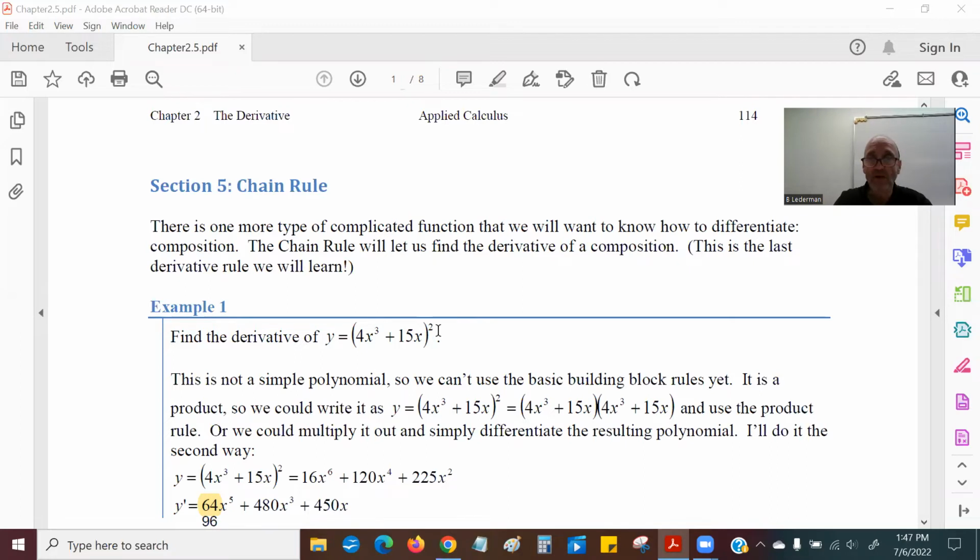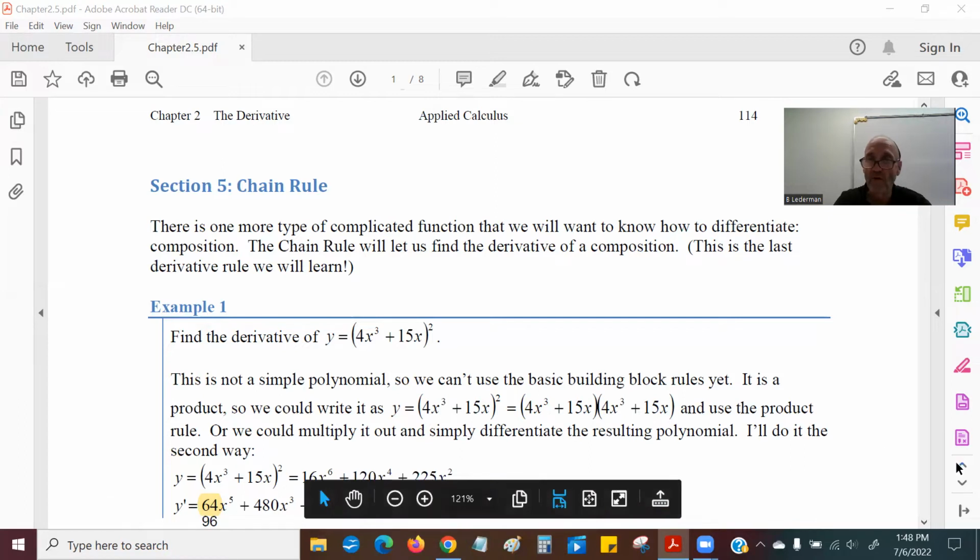Well, that second power is going to create some problems because we can't just come in and do a straight derivative. What we have to do is multiply it out. I guess like FOIL it out. So (4x cubed plus 15x) squared is 4x cubed plus 15x times 4x cubed plus 15x. And you multiply it out, you're going to get a middle term.